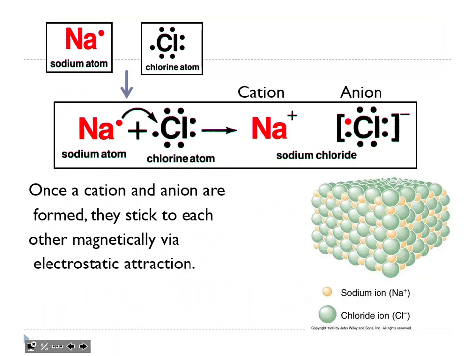All ionic compounds are called salts. That is a class of compounds that has a metal and a non-metal forming the compound. We call sodium chloride salt, but really anything that is an ionic compound also falls into that category.